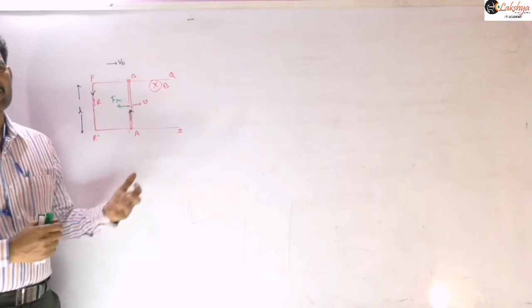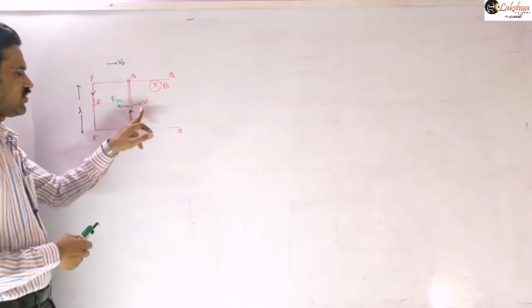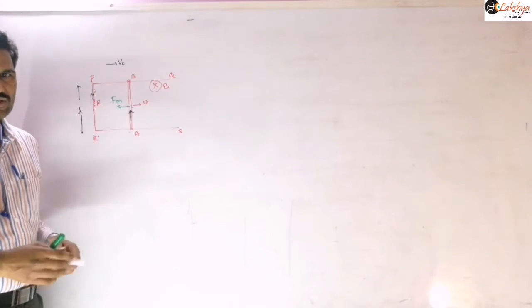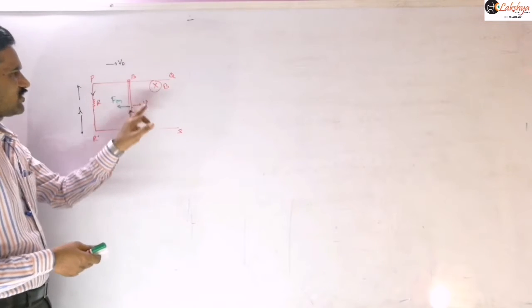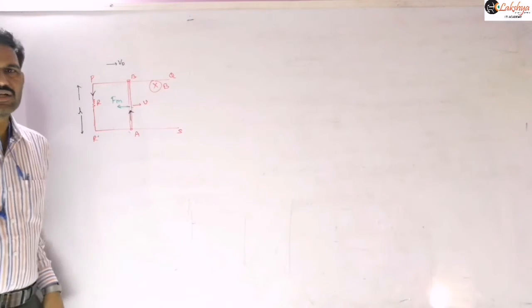So then we need to derive an expression for velocity as a function of time here. First, you may mention that let V be the velocity of the rod at any instant. We are assuming the initial velocity as V naught. Let V be the velocity of the rod at any instant.